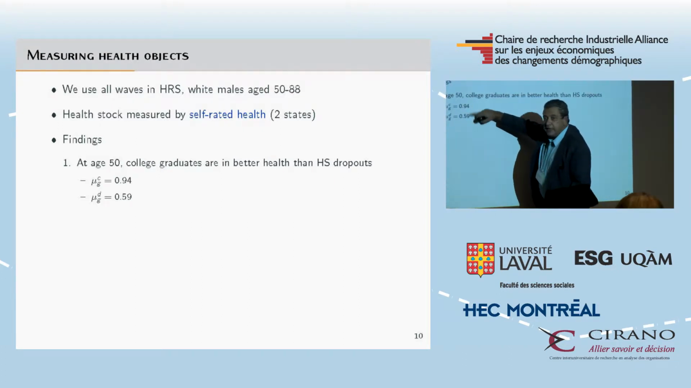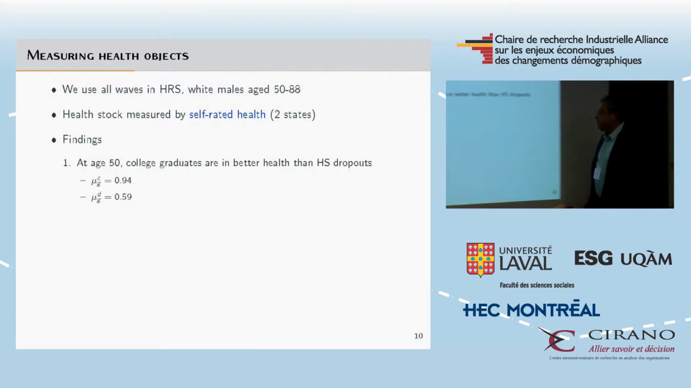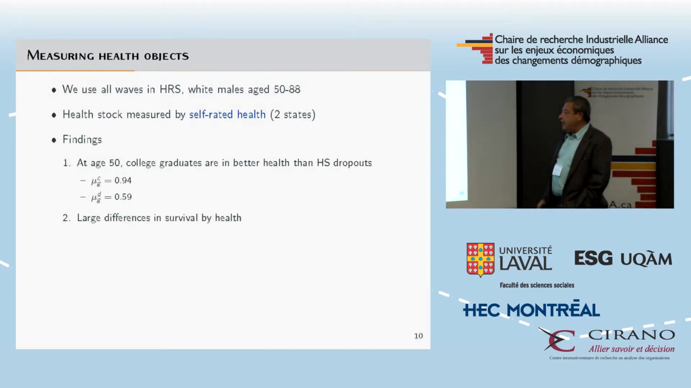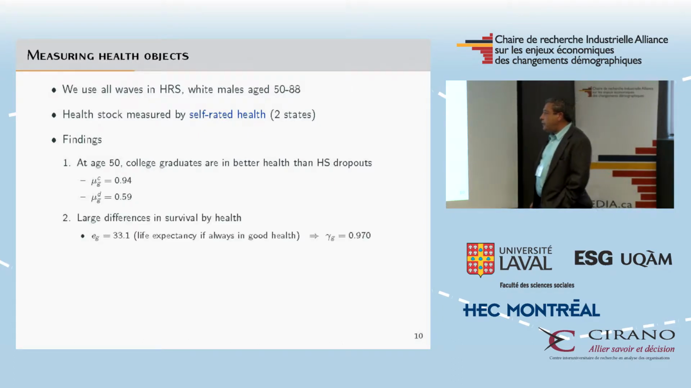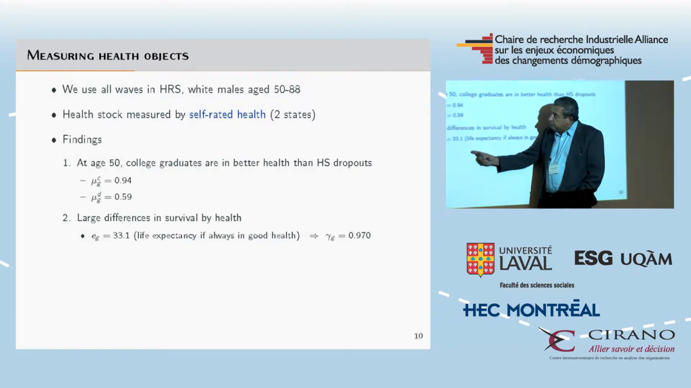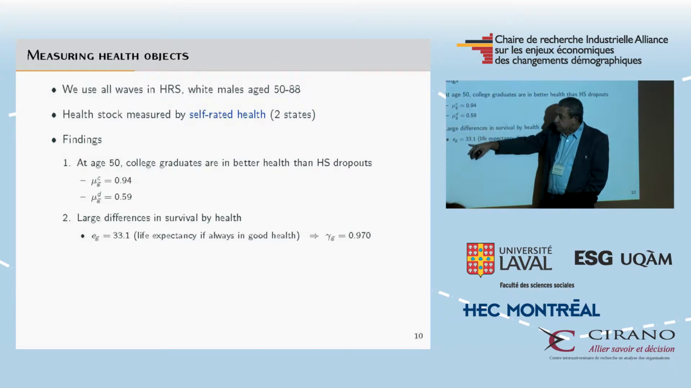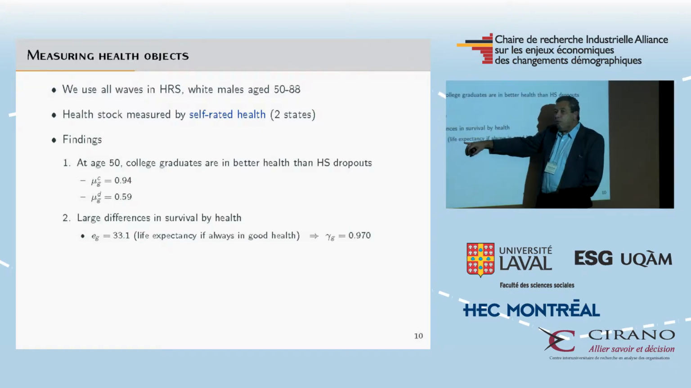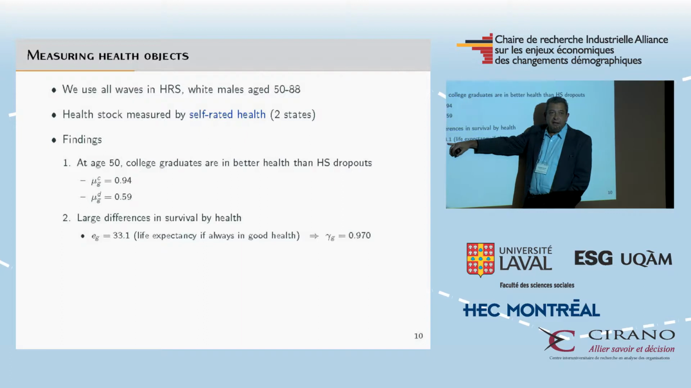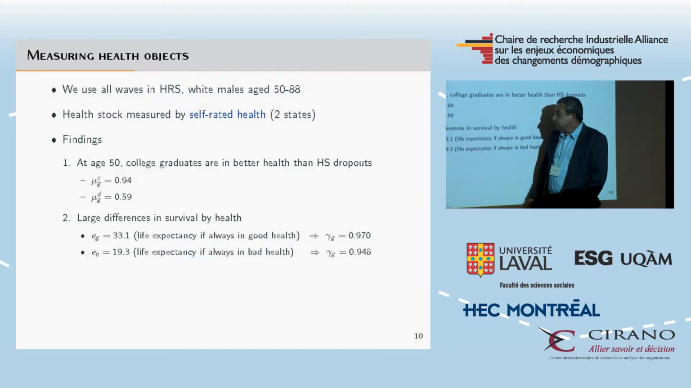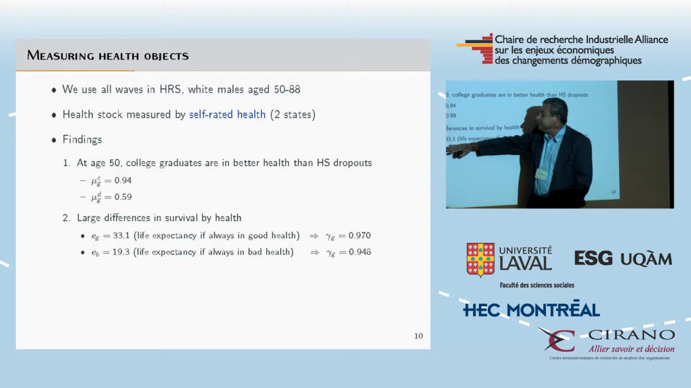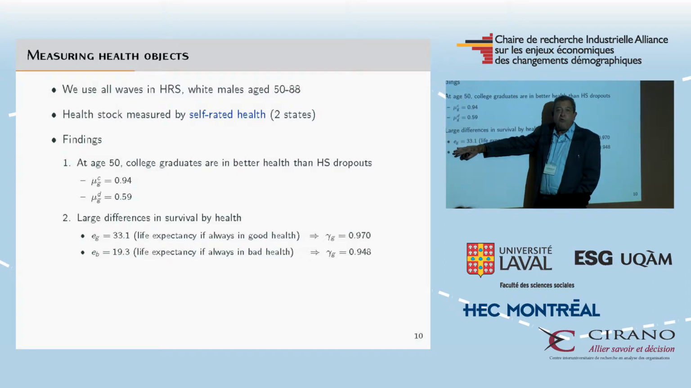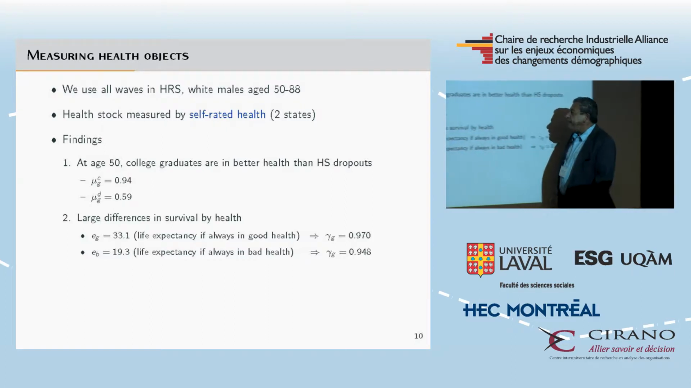So I said these guys are already sick at age 50, and their lives differ in survival. For the years that we were looking at, the college graduates, conditional on making it to 50 and always being in good health, had a life expectancy of 83. This is some 15, 20 years ago on average. If you're always in bad health, it is 19.